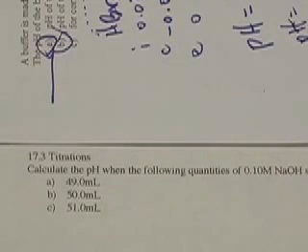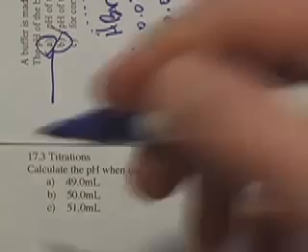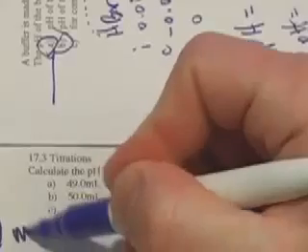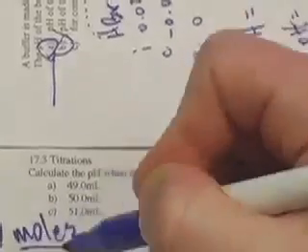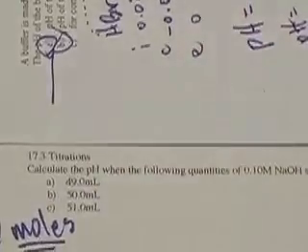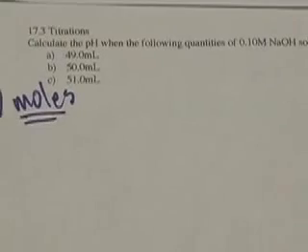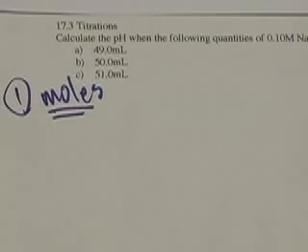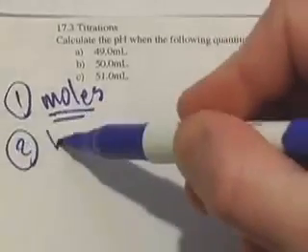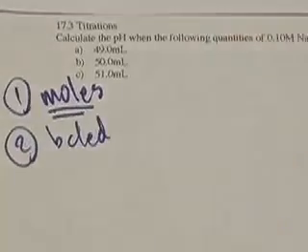So the steps in doing a titration problem are number one, figure out the moles of acid and base you have. When in doubt in a titration problem, always make sure that you convert to moles. Number two, write the balanced chemical equation of the acid plus the base.